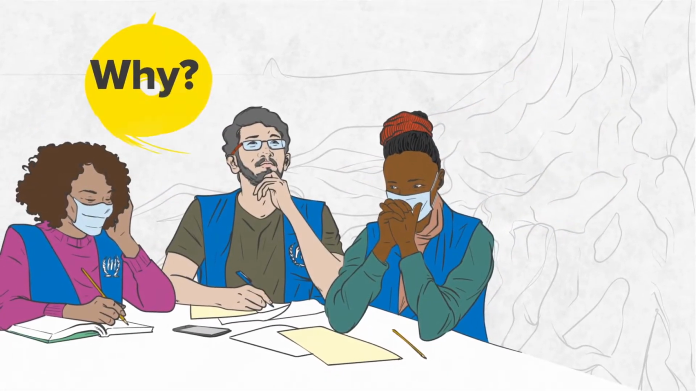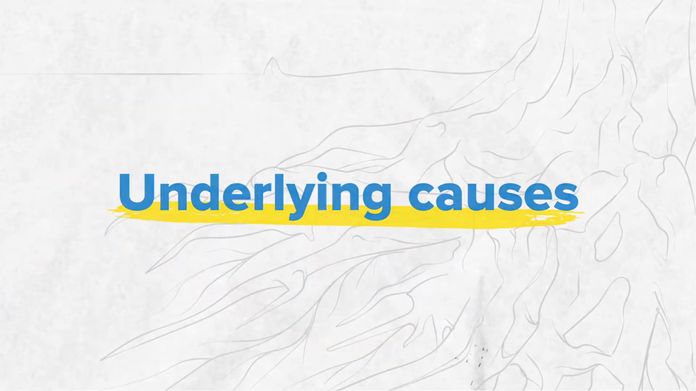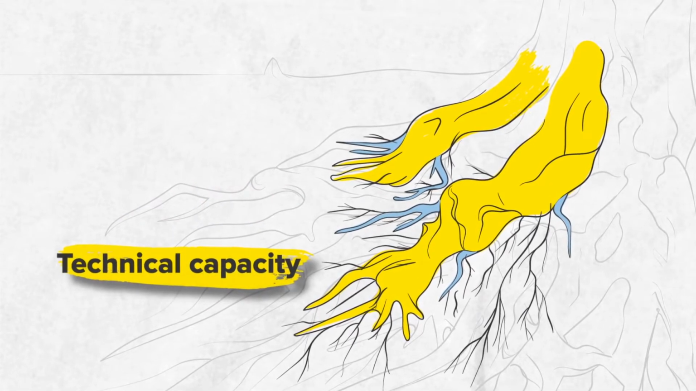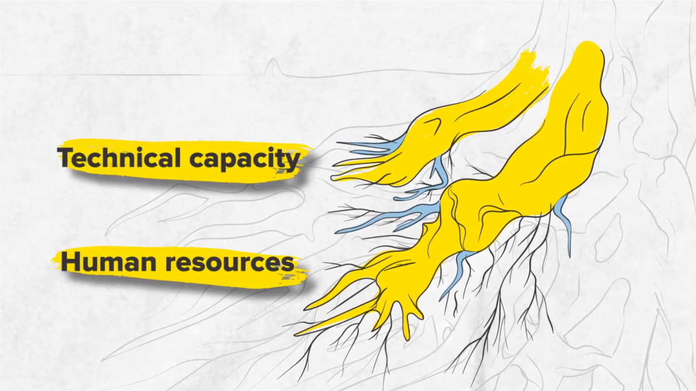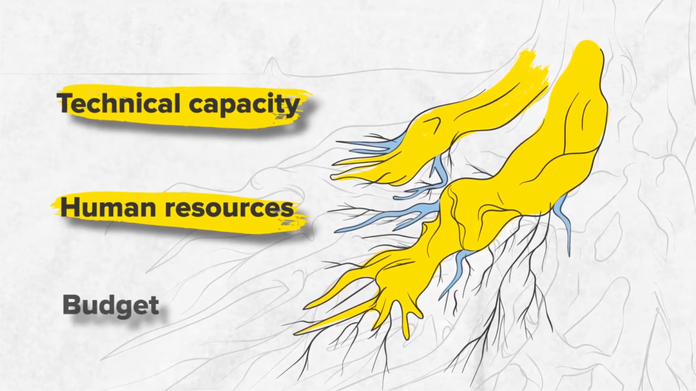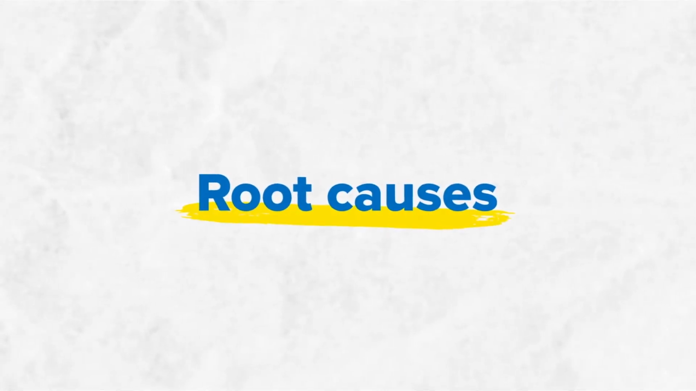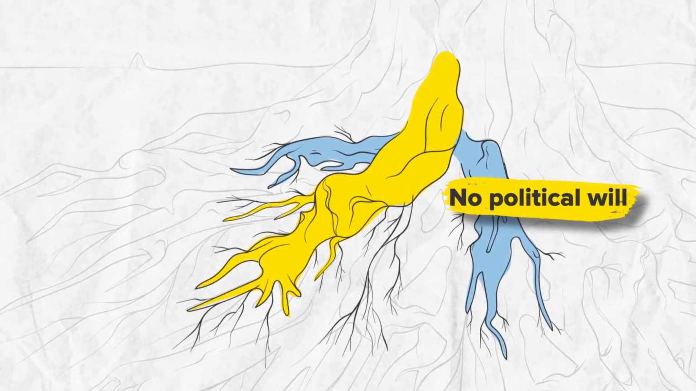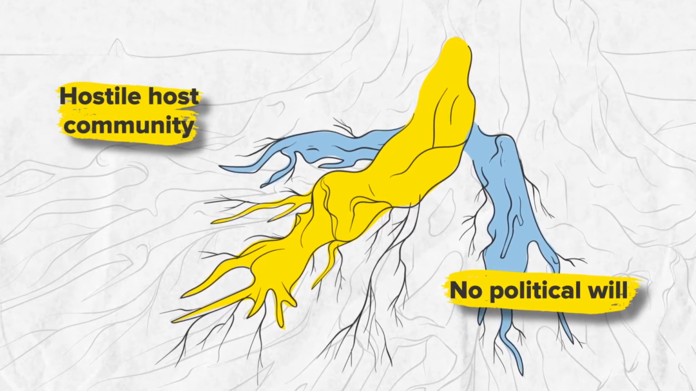At this step, the answer to the why question will indicate the underlying causes. The 3 main underlying causes are limited technical capacity of the local authorities, limited human resources for policy implementation, lack of financial resources. Next, continue identifying the root causes. In Fredonia, the root causes identified are the lack of political will to prioritize providing service to asylum seekers and the hostility of the host community towards them.